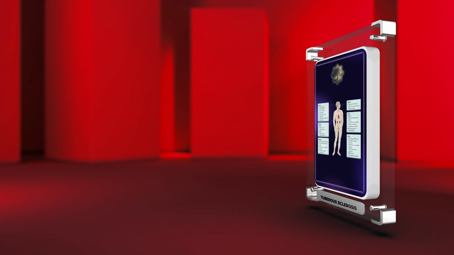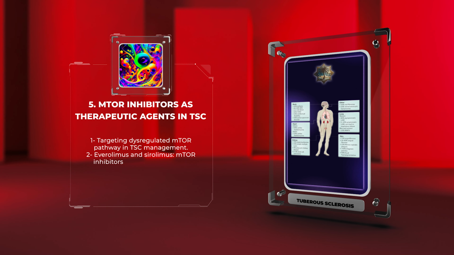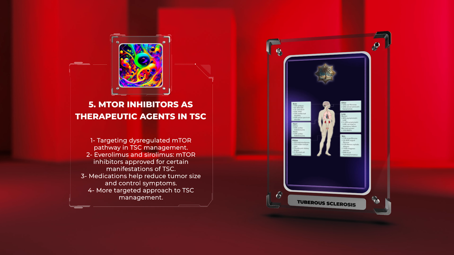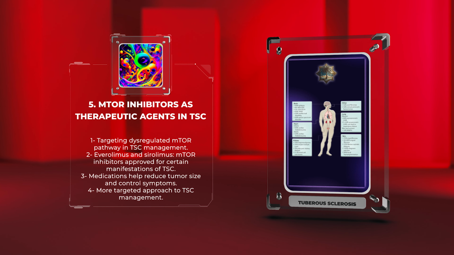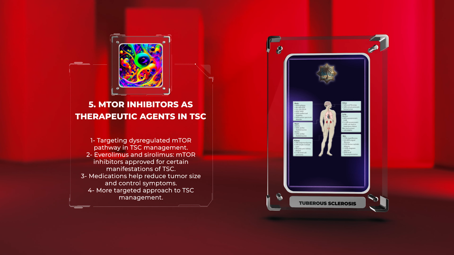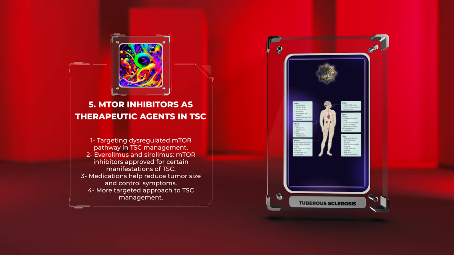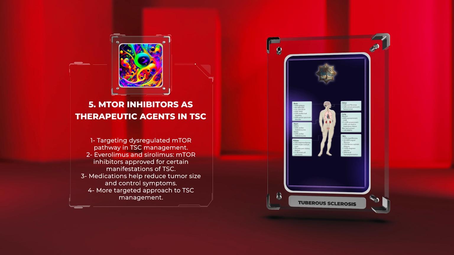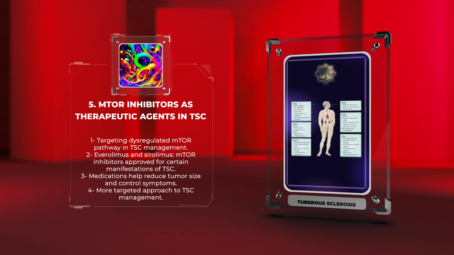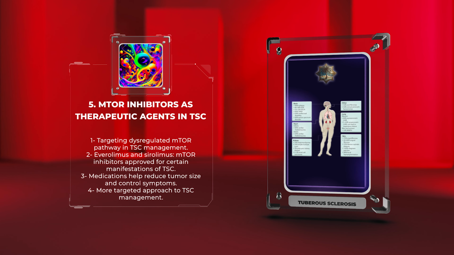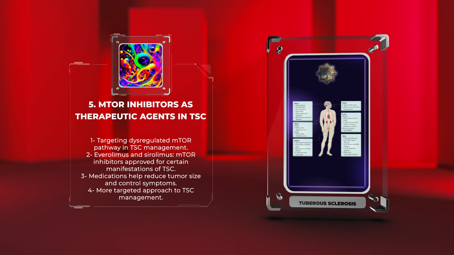Targeting the dysregulated mTOR pathway has shown promising results in the management of TSC. Drugs such as everolimus and sirolimus, which are mTOR inhibitors, have been approved for the treatment of certain manifestations of TSC, including renal angiomyolipomas and SAGAs. These medications help to reduce tumor size and control symptoms, offering a more targeted approach to TSC management.